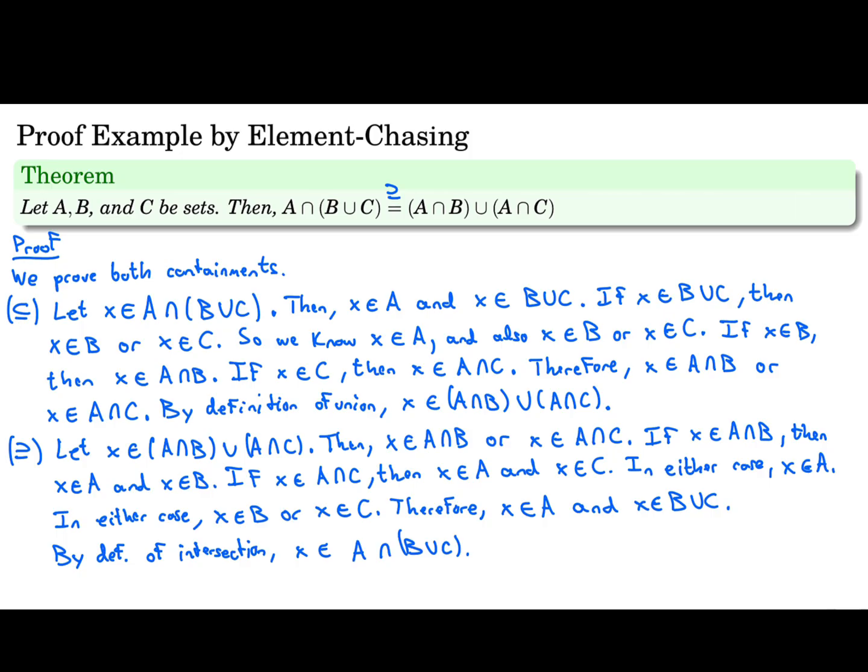So now, since we showed both containments, that the left-hand side is a subset of the right-hand side, and the right-hand side is a subset of the left-hand side, we can conclude that since both containments hold, we conclude equality. We conclude that those two sets are equal.